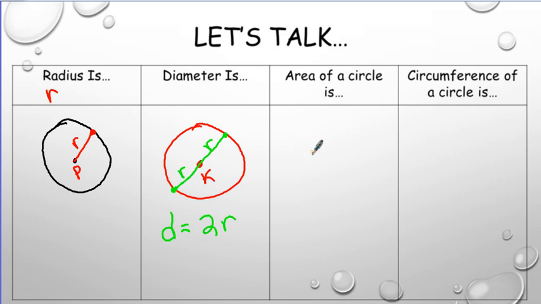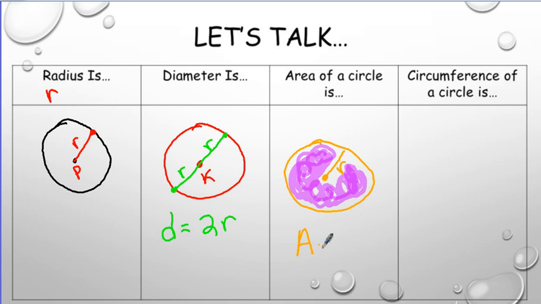Now to find the area of a circle, if I have a circle and I want to find out how much space is on the inside of this circle, that's what area in general means, is how much space something takes up. So this is my area inside of the circle. And you can either be given a radius or a diameter to help you figure out how much space is inside of a circle. So the formula for that is area equals pi r squared.